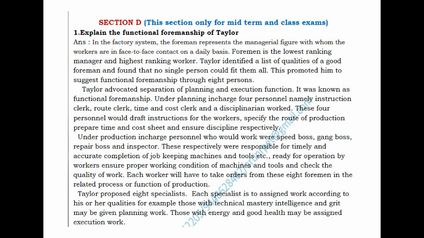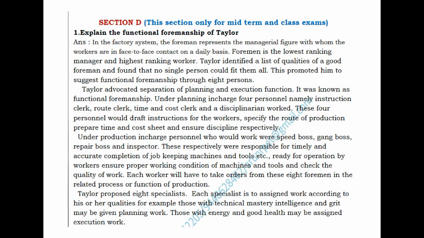When coming to functional foremanship, you have to explain the functional foremanship of Taylor. You have to explain totally about the factory management system, how things in the organization work. Like I told you in the previous class, all work in the organization cannot be done by one single individual. Each work should be assigned to different people, so the work in the organization gets done easily.